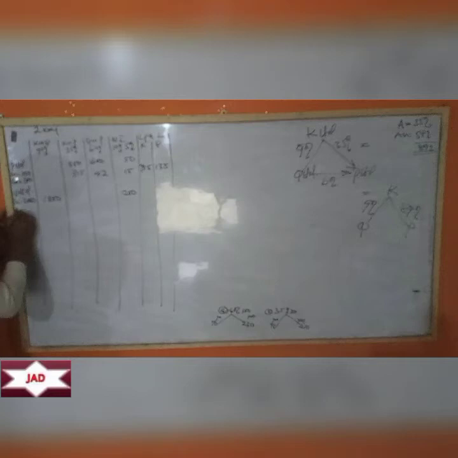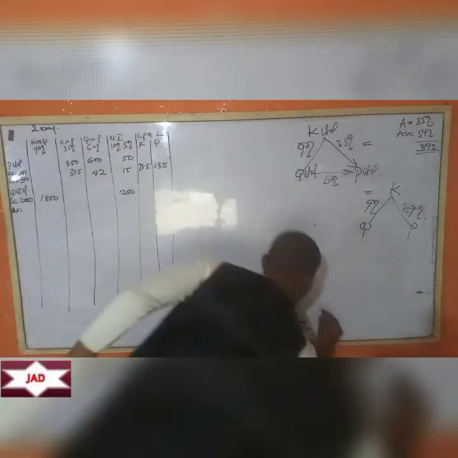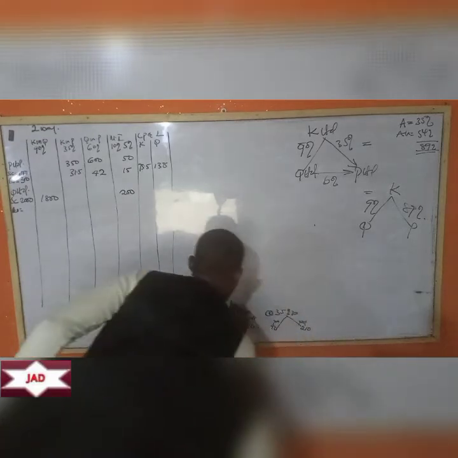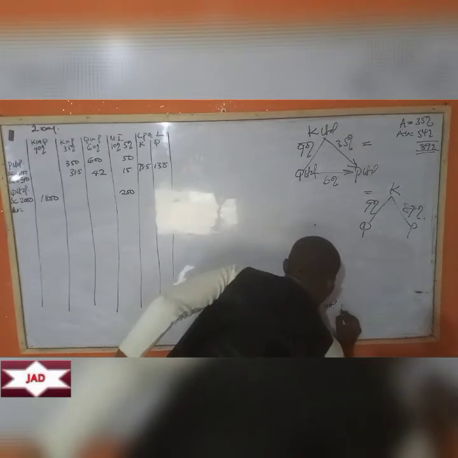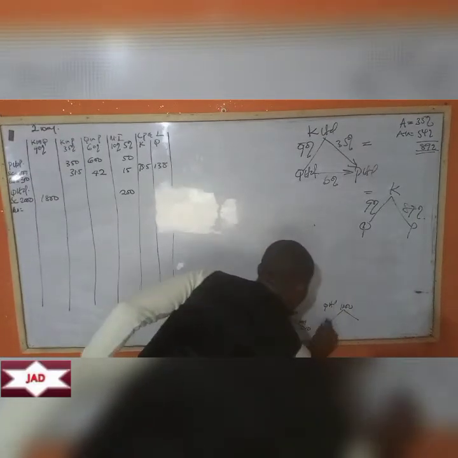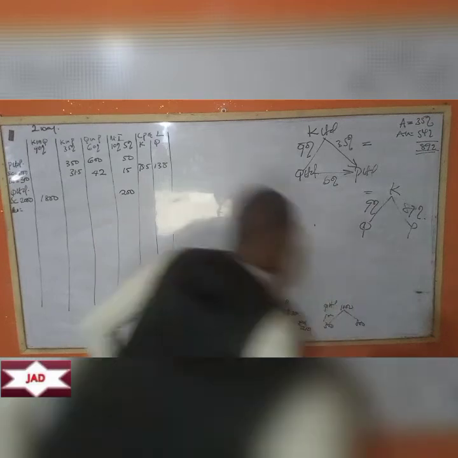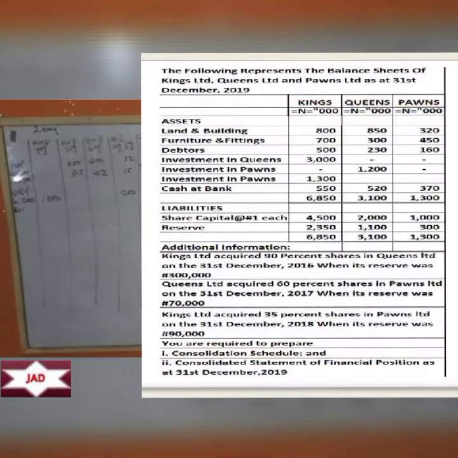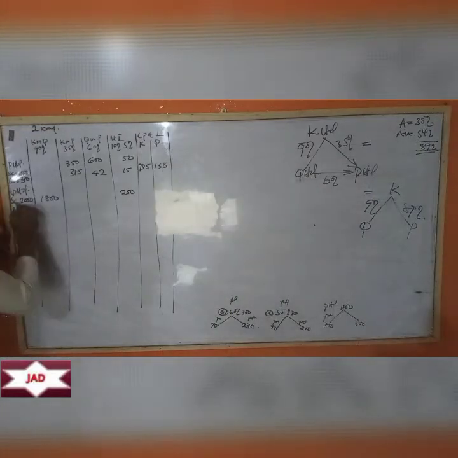So what's the reserve? The reserve is 1,100. But when it was acquired, it was 300. That's the pre. So let's go to Q Limited now. Of course we have 1,100. So here, pre is 300. So this will be what? 800, right? Yeah. So of course this is 1,100.